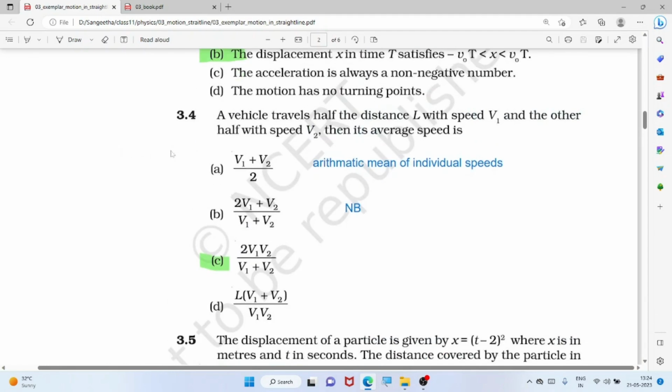A vehicle travels half the distance L with speed v1, and the other half distance with speed v2. The average speed is? First, L by 2 with this velocity and the second L by 2 with the other velocity.